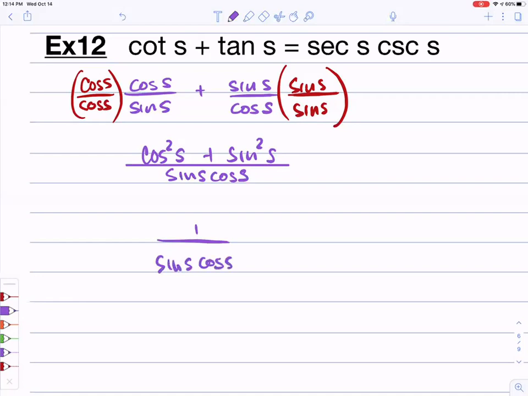Some of you stopped there. Some of you took that one step further to say that 1 over sine is cosecant and 1 over cosine is secant. And then you said, oh, look, hey, that's the same thing. Some of you went to the other side and you turned the secants and the cosecants into sines and cosines, and that's fine too. Let me make one statement.